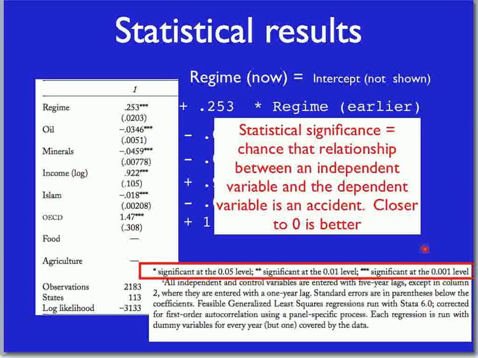And the lower the chance of an accident is, the more statistically significant a variable is. So you can see then that he's got 3 stars next to each of these coefficients. That indicates that there's less than a 1 in 1,000 chance that the computer thinks that this is an accident.